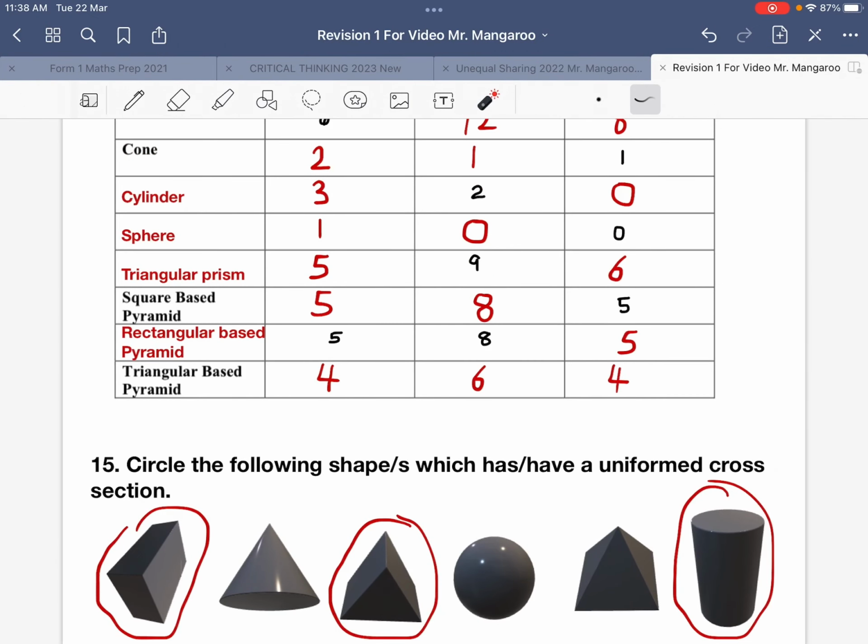Circle the following shapes which have a uniform cross-section. So that's a cuboid, the triangular prism, and the cylinder.